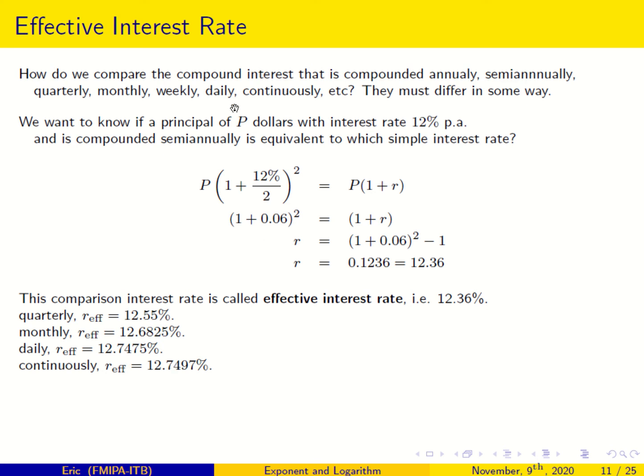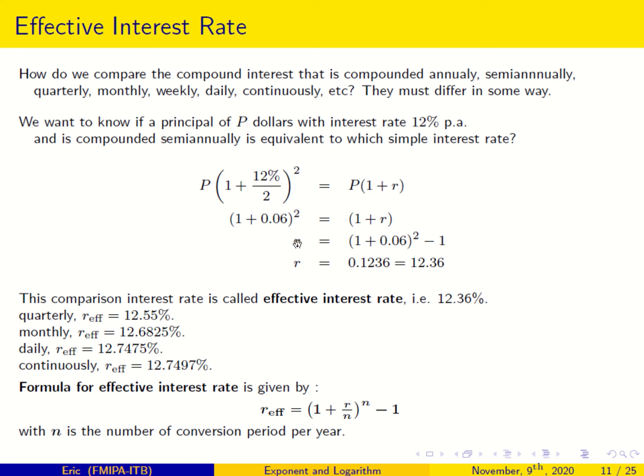So what is the difference between all of these? The answer is the effective interest rate. Okay, yeah. The formula for the effective interest rate is given by this, where n is the number of conversions, how many times the interest is compounded.